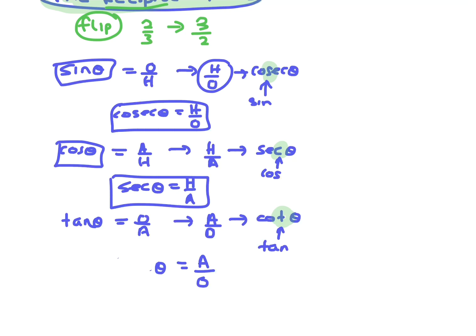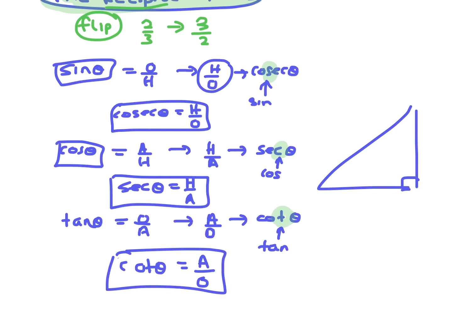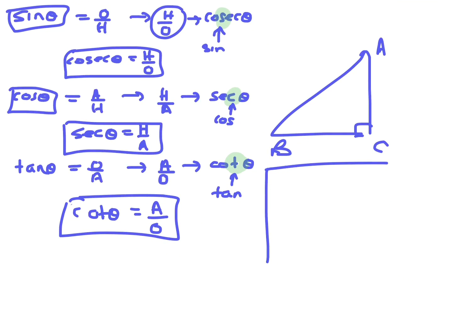For cot, it becomes adjacent on opposite. So if you have a triangle, we'll call this A, B, C, and we want to find some of these ratios. So we might want sec B, for example, and I'll make this 3, 4. If we don't have the third side, you just use Pythagoras to find it. Now we should know the 3, 4, 5 triangle, but you could just go x squared equals 3 squared plus 4 squared, which is 25, and then square root it.